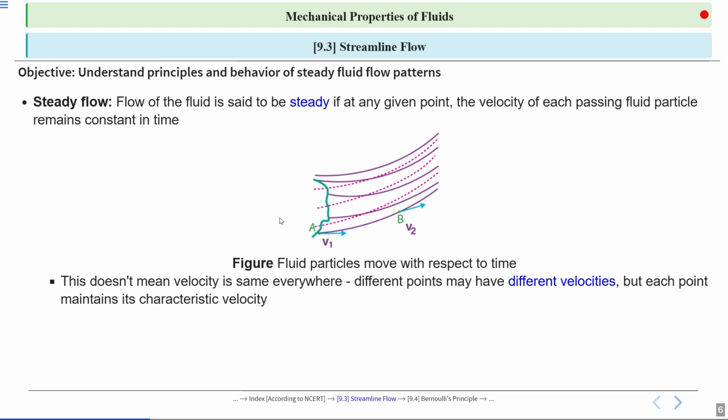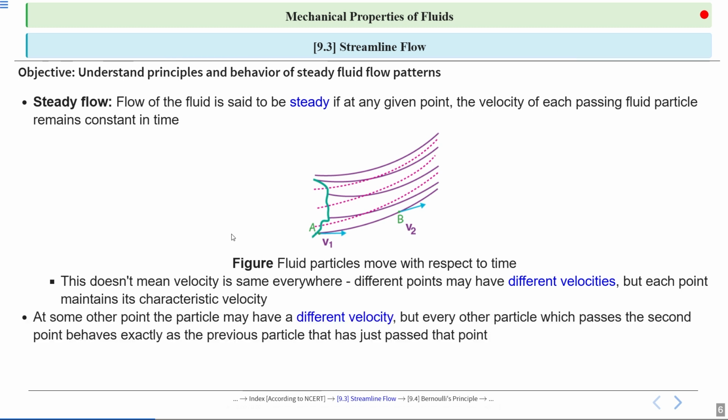However, steady flow does not mean that the velocity is the same everywhere in the fluid. Different points in the fluid can have different velocities. For example, fluid might move faster in the center of a pipe and slower near the edges. The important thing is that at each specific point, the velocity stays constant over time, even if it's different from other points.